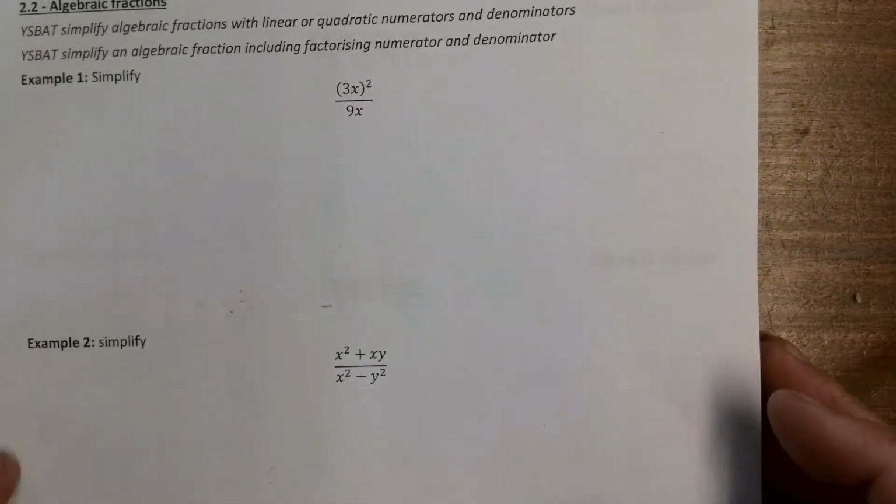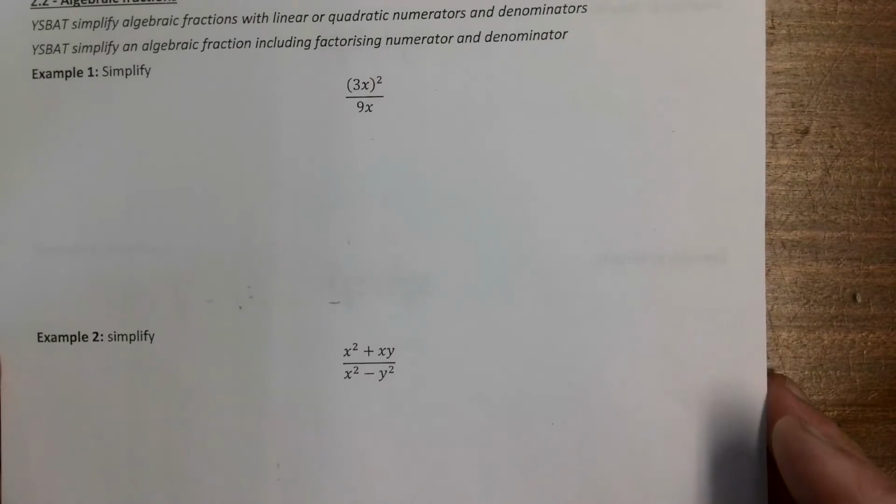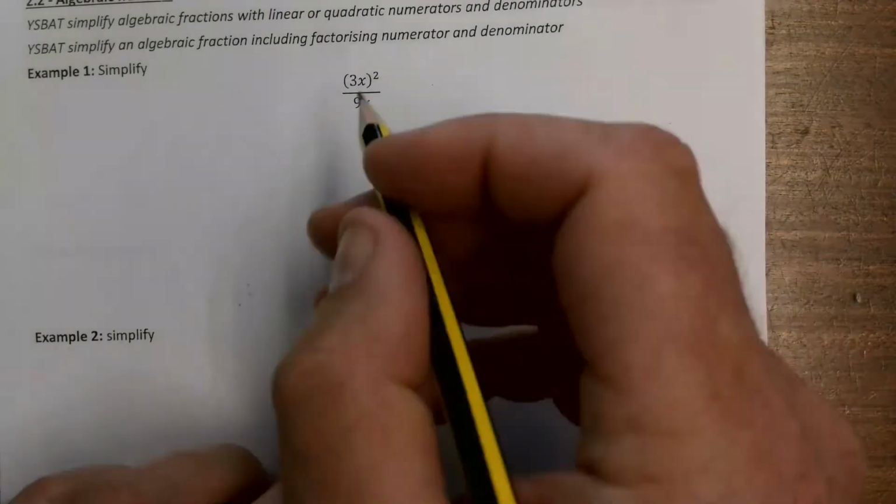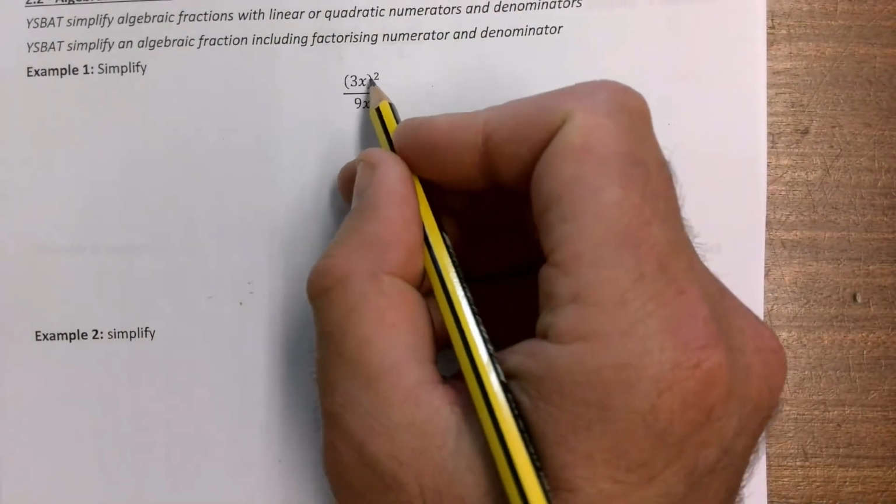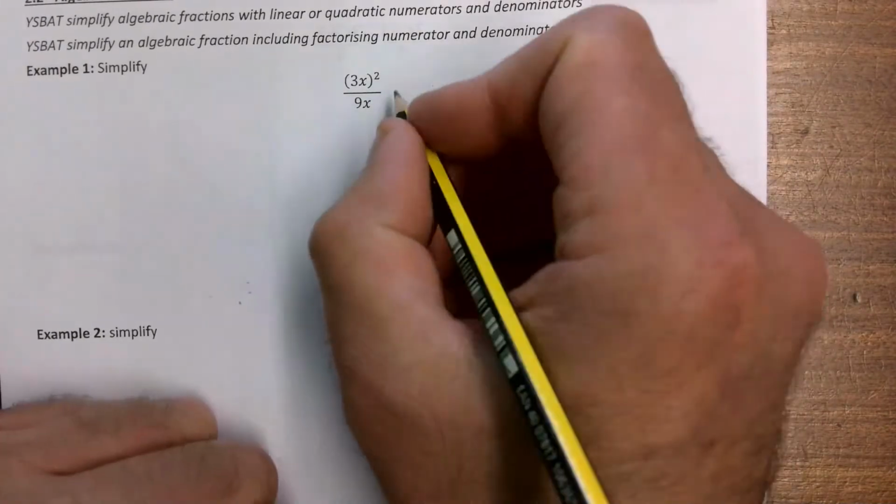Okay, we're going to look a wee bit then at algebraic fractions and see about simplifying these. Let's take a look at this first one. So that's 3x all squared. So I could rewrite this.